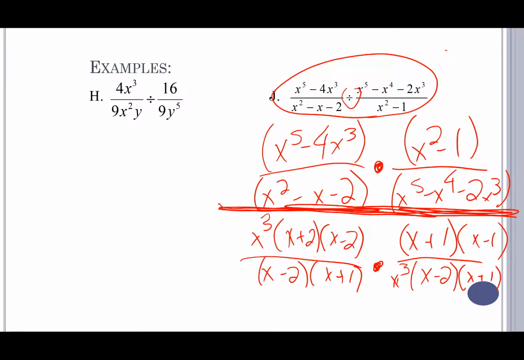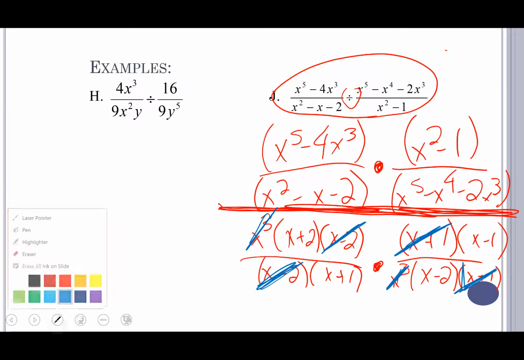Let's use a different color because there's going to be a lot here. This x minus 2 cancels with this x minus 2, so those are going to go away. This x plus 1 is going to cancel with this x plus 1. This x to the 3rd cancels with this x to the 3rd. I believe that's all the stuff that cancels.